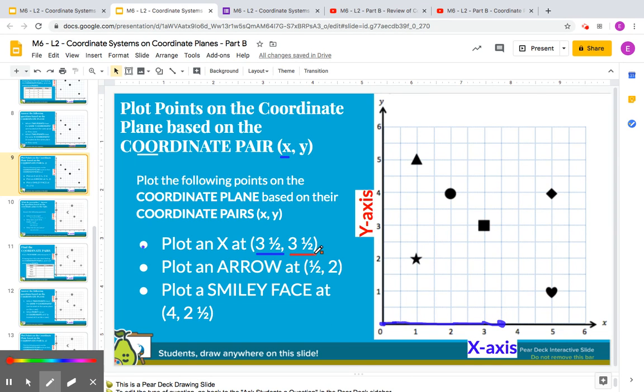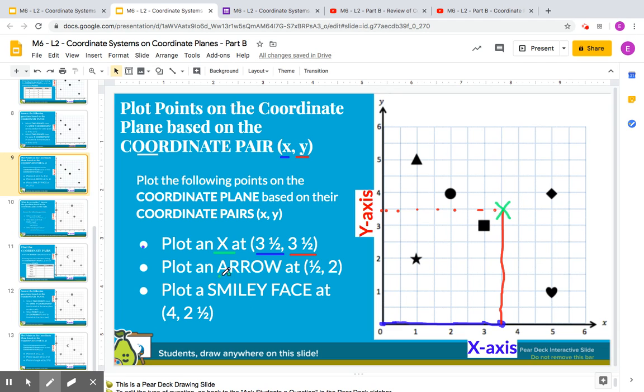And now I'm going to go up because my y-coordinate is 3.5. So let's go up 3.5: 1/2, 1, 1.5, 2, 2.5, 3, 3.5. And that fits because it's at the mark in between 3 and 4, which is 3.5. And at that spot, I'm going to draw my x. So now I have an x where my x-coordinate is 3.5, and my y-coordinate is 3.5. I went over 3.5, up 3.5.